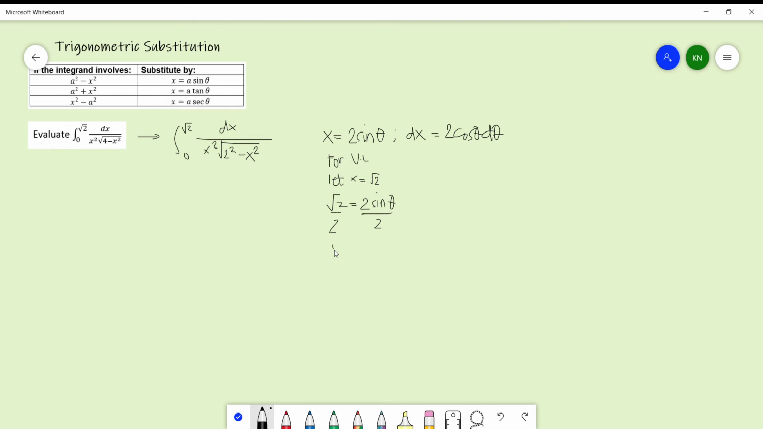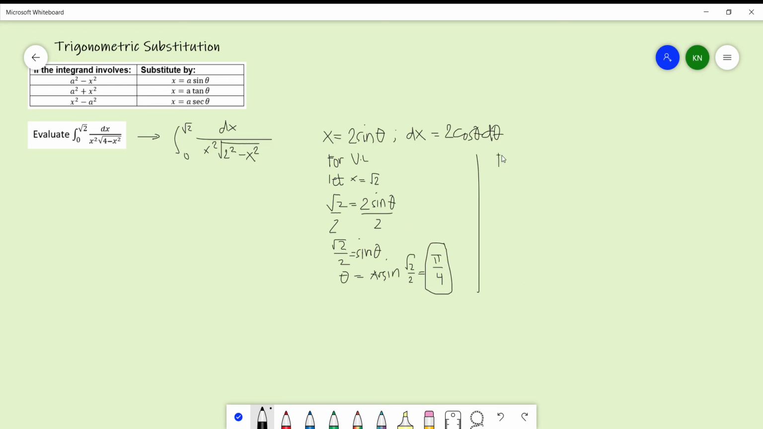So we have square root of 2 over 2 is equal to sine theta. Now we just have to get the value of theta. So theta is equivalent to arc sine of square root of 2 over 2, which is equivalent to pi over 4. Meaning to say, pi over 4 will be our upper limit. We will be changing square root of 2 to pi over 4.